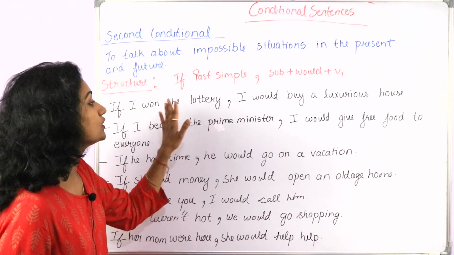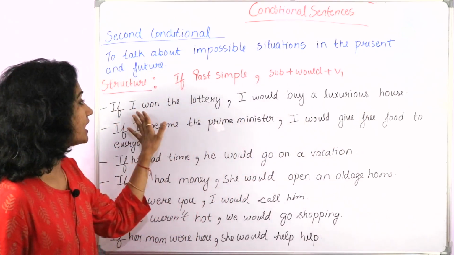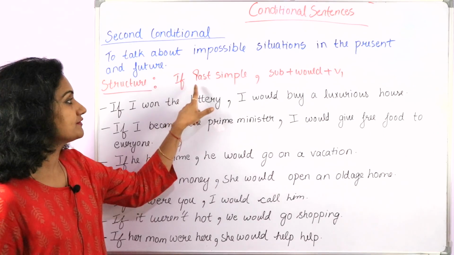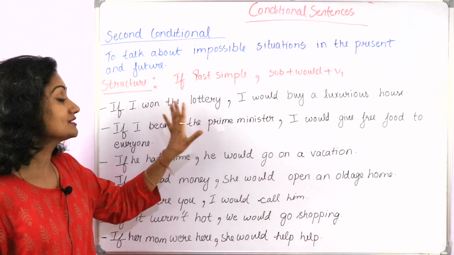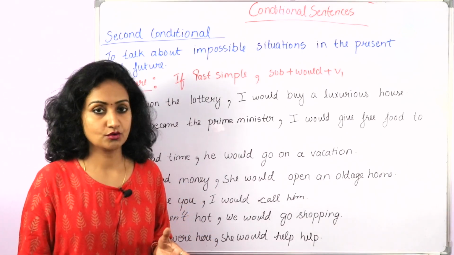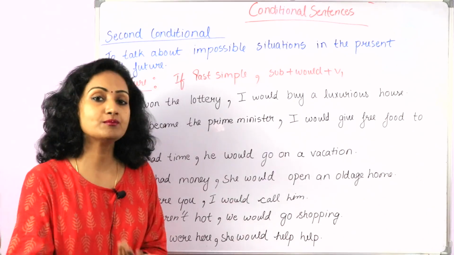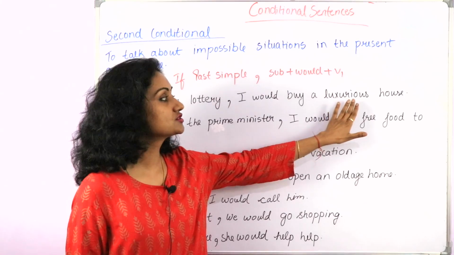If I won the lottery, I would buy a luxurious house. If I won the lottery: if plus past simple, subject plus second form of the verb. This is simple past, and this is the situation in present. If I won the lottery, then what would happen? The result would be, I would buy a luxurious house.